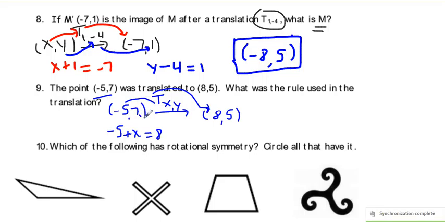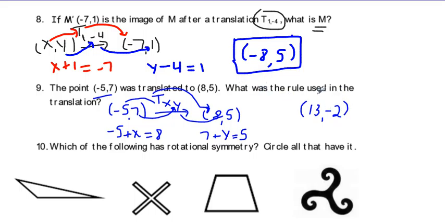Then they took 7, added y, and they came out with 5. We have two equations now to solve. If I added 5 to both sides, for x I'm going to get 13. And if I subtract 7 from both sides, for y I'm going to get -2.